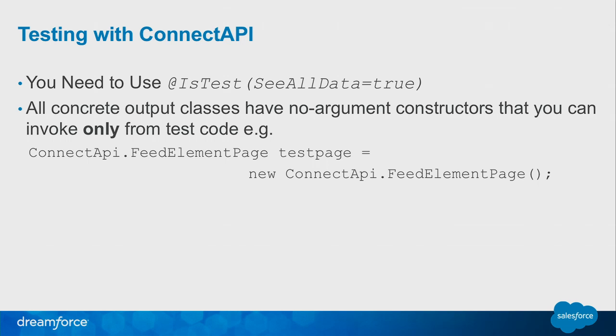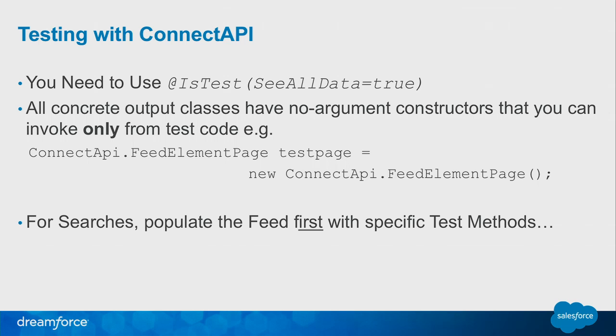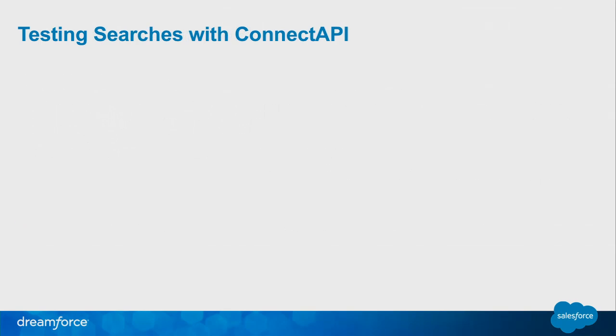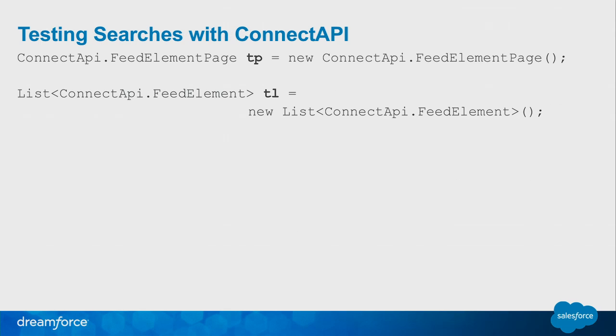All concrete output classes, you can only create these generic ones, like feed element page and feed elements, within test context. So if you try and do that outside of it, it won't work. But you can explicitly do that because that's the only way you can create that test data. And for searches, you've got to populate the feed first with specific test methods. If you want to test a search, you create 2 records, put them in the search, and you get back 2 records. Even if you create 4 records in the test data and insert them all, if you don't use that specific method, they won't be there regardless of whether you've actually inserted them. So just to quickly go through how that looks.